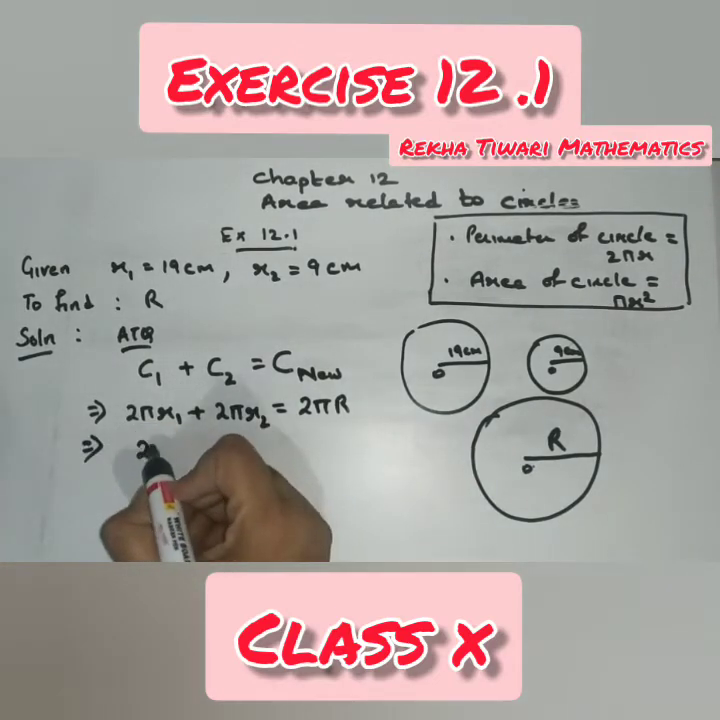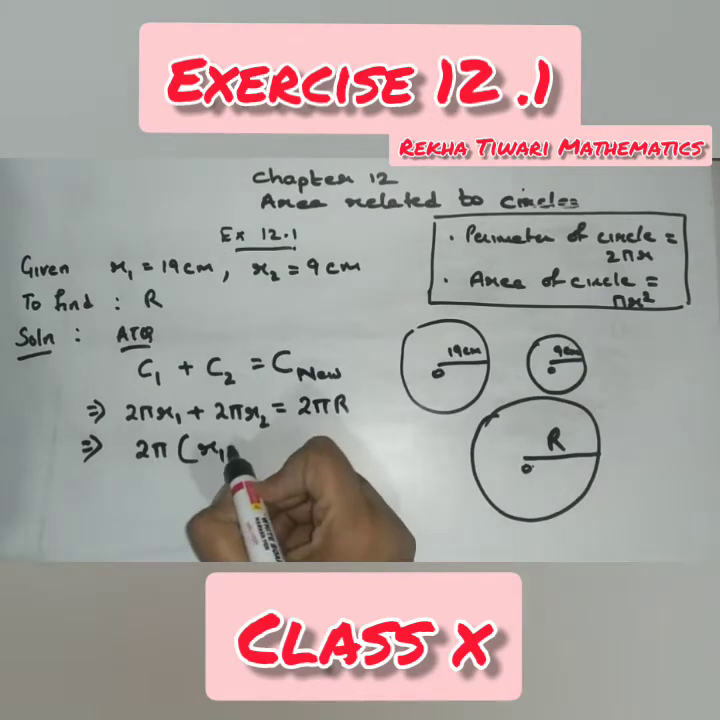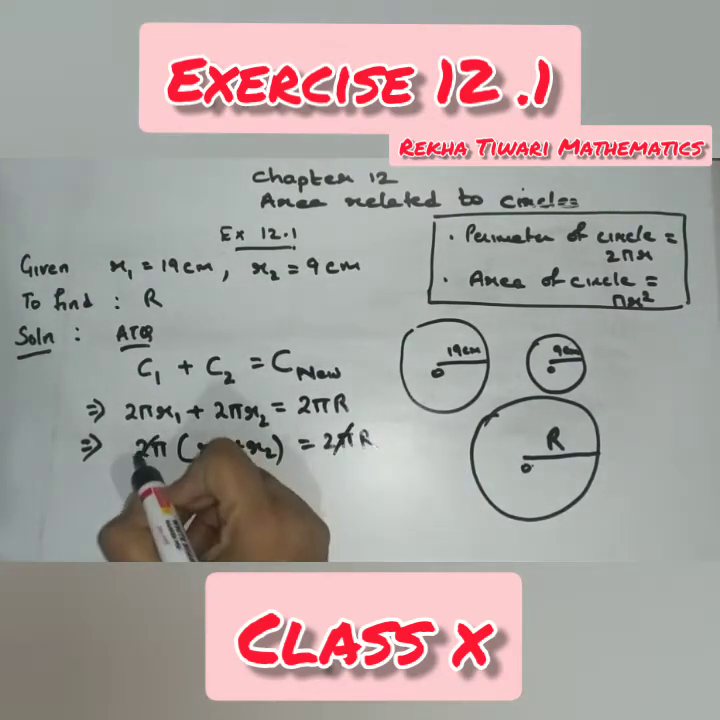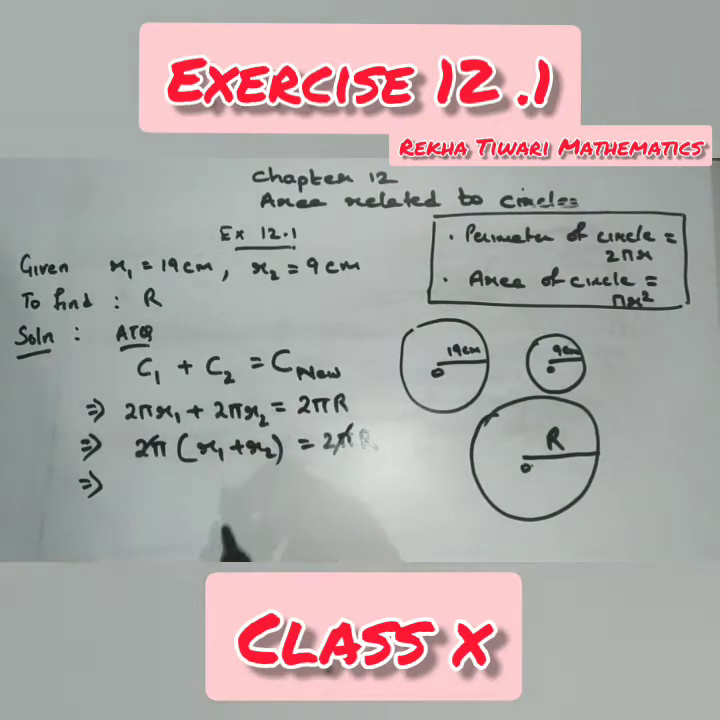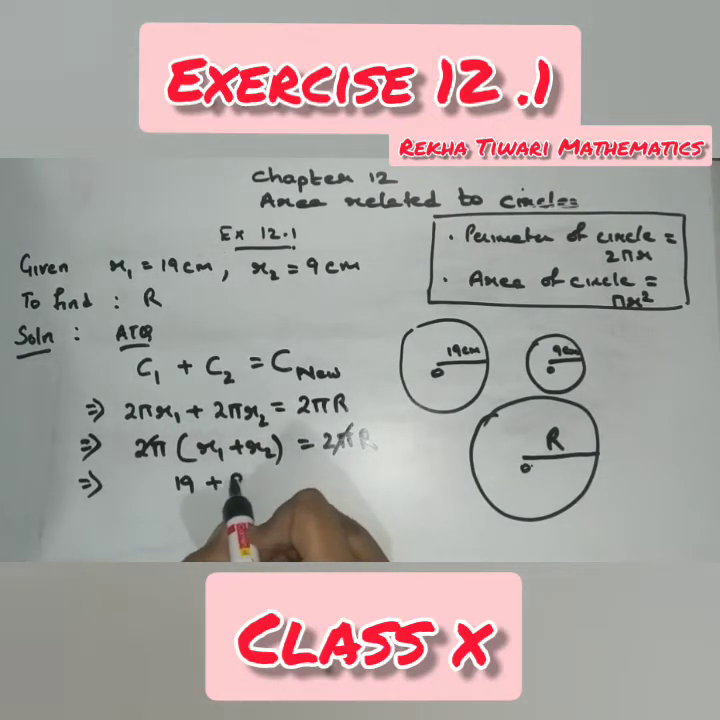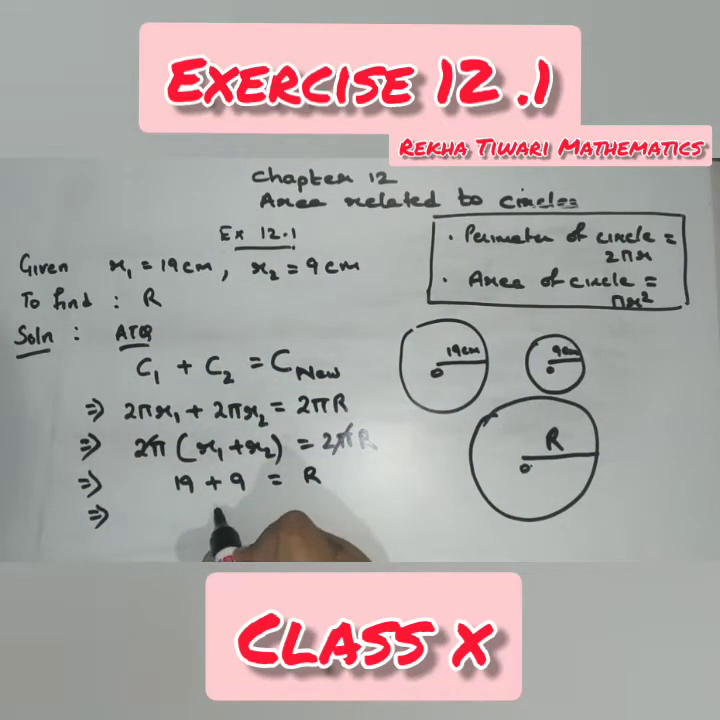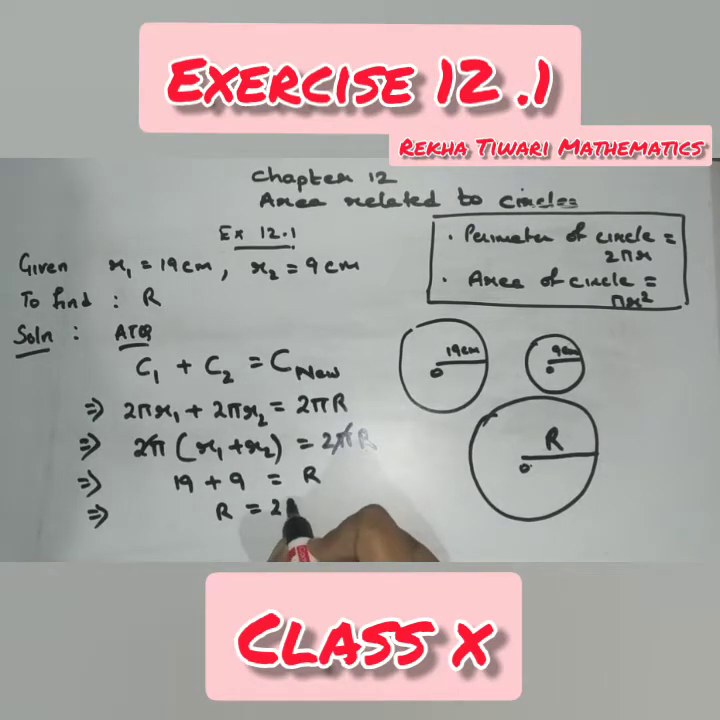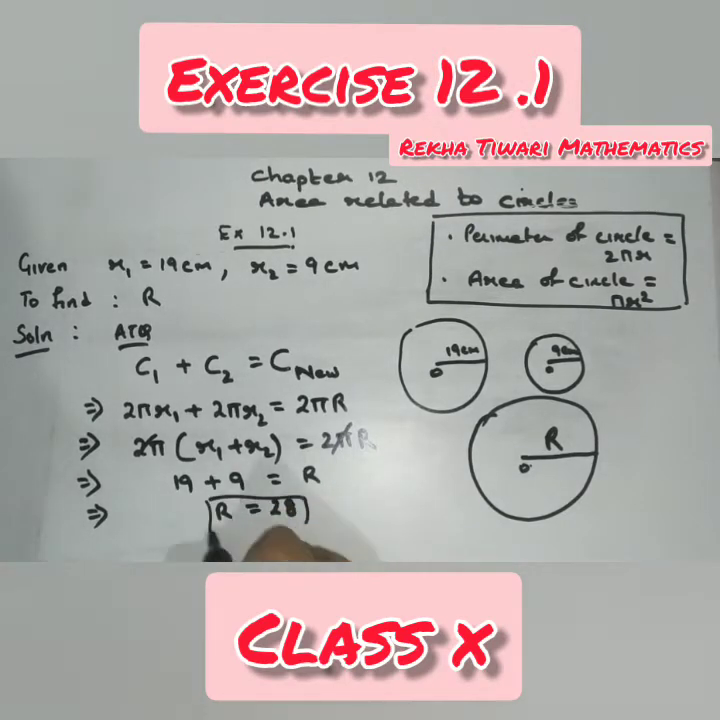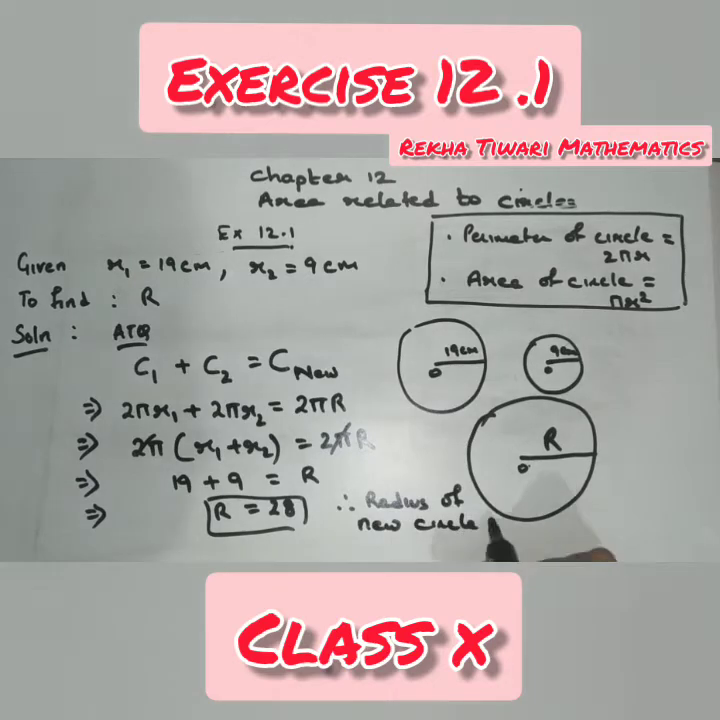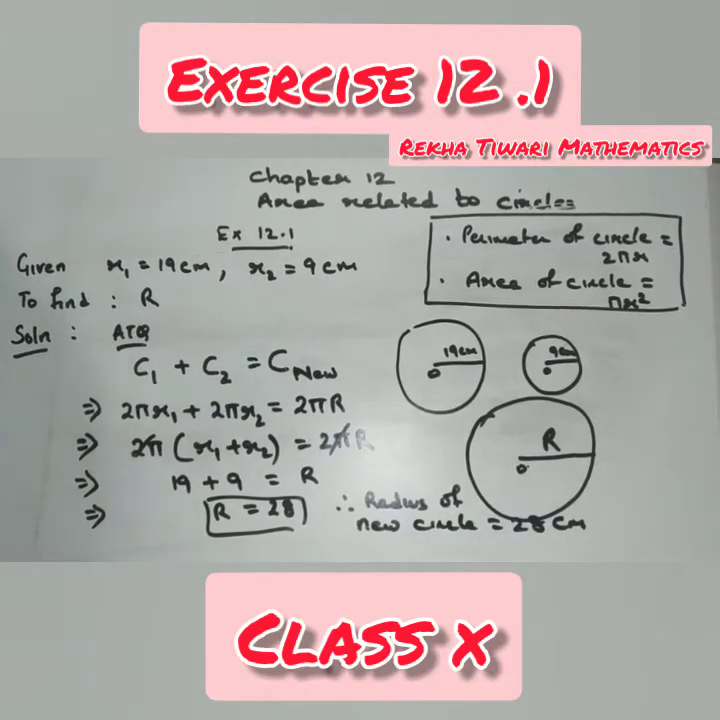Now you can take 2 pi common. Here it is r1 plus r2 and this is 2 pi capital R. You can cancel 2 pi from both the sides. Okay, now put down the value. It becomes 19 plus 9. R1 is 19, R2 is 9, is equal to capital R. This implies capital R is equal to 28. Therefore, radius of new circle is equal to 28 centimeter. In this way, you have to solve question number 1.